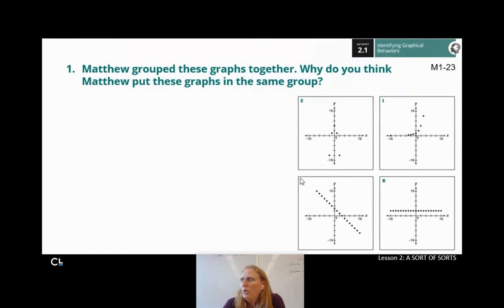So on page M123, we have Matthew. Matthew grouped these graphs together, E, I, L, and R. Why do you think Matthew put these graphs in the same group? Go ahead and hit pause and jot down your thoughts and then hit play to keep the discussion going.